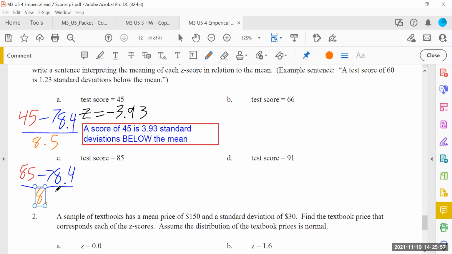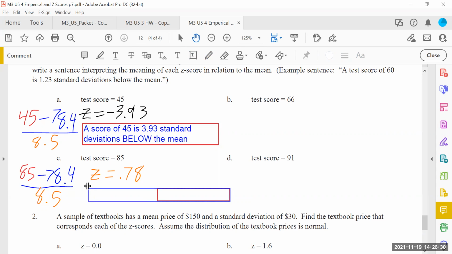When you get it, you can shout it out. So 0.776, rounded up to 0.78. Everybody check, make sure that's what you get. We're on the last page of the notes, and again, we have a stock phrase to explain that. We're going to say, a score of 85 is, again the same thing every time, 0.78 below the mean.